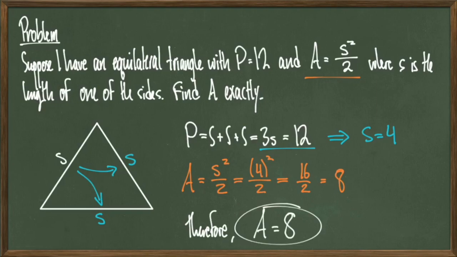Usually math problems involving measurements will give you some kind of unit of measure. I didn't put those here, but if I was talking about my perimeter in terms of feet, then my answer would be in terms of square feet. If my perimeter was in terms of meters, then my answer would be in square meters, and so on.